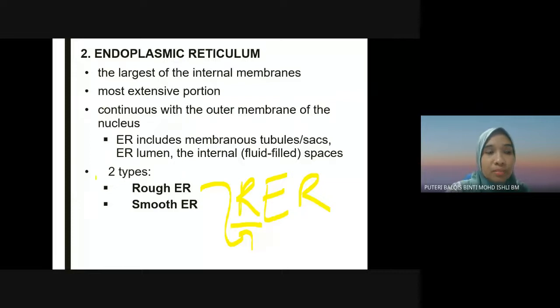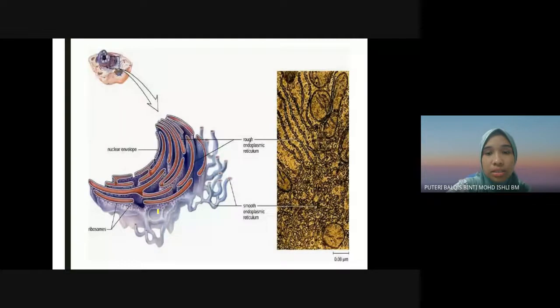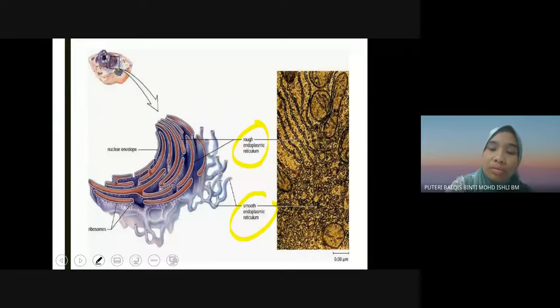Okay. So endoplasmic reticulum, the largest of the internal membrane, most extensive portion, continuous with outer membrane of the nucleus. ER includes membranous tubules or sac, ER lumen, the internal spaces. So we have two types of ER, rough ER and smooth ER. So this is a rough ER. Okay, smooth ER. So between rough ER and smooth ER, apa yang boleh nampak daripada gambar ni, apa perbezaan antara rough ER and smooth ER?